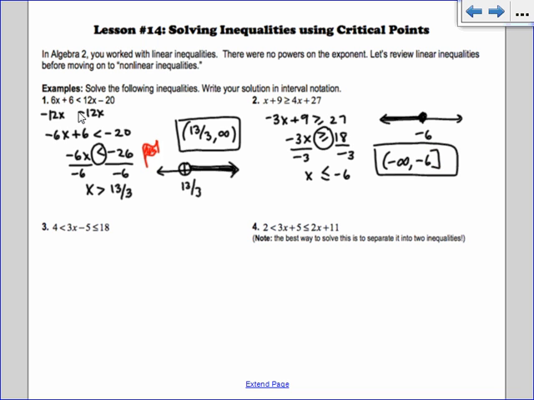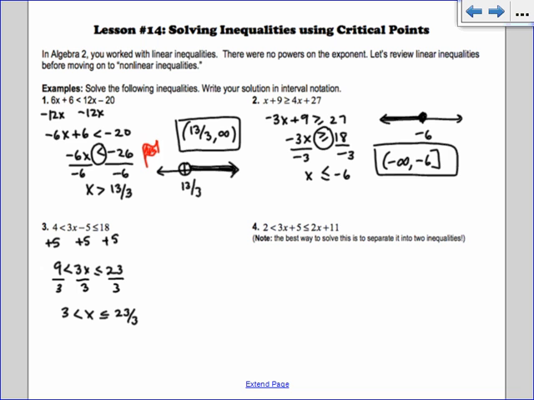All right, so on ones where we have something with x sandwiched in between, what we can do is add 5, but we're going to add it to all 3 locations. So we're going to have 9 is less than 3x, which is less than or equal to 23. And we want just x in the middle. So now we're going to divide by 3. So we get 3 is less than x, which is less than or equal to 23 over 3.